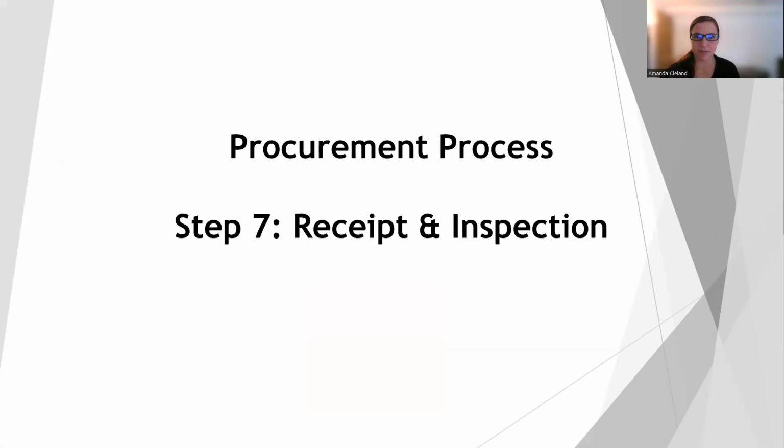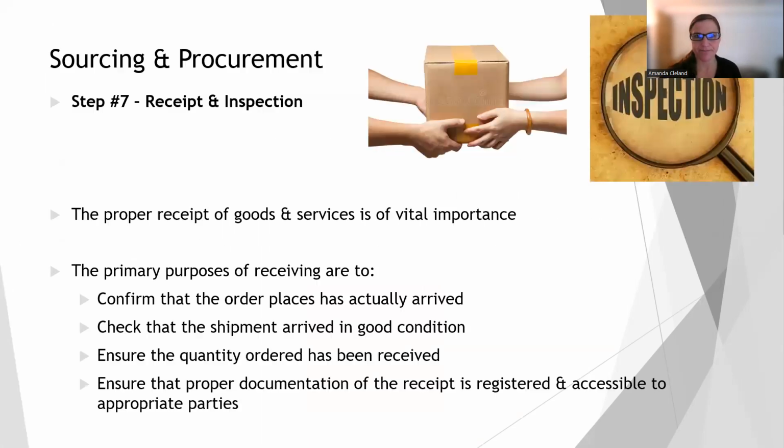So step 7, receipt and inspection. We've got to actually get our goods or services. The proper receipt of goods and services, making sure that we are getting what we actually ordered, is very, very important. The primary purpose of receiving is to confirm that the order that we placed has actually arrived.